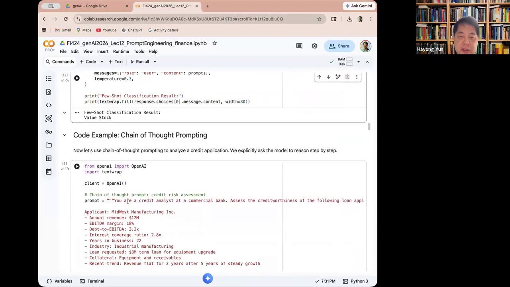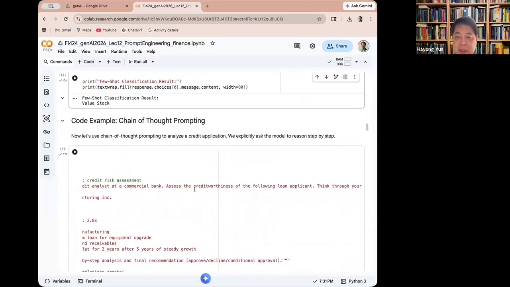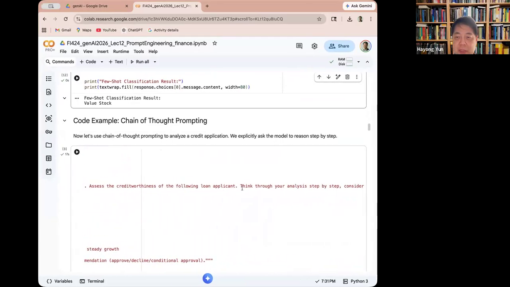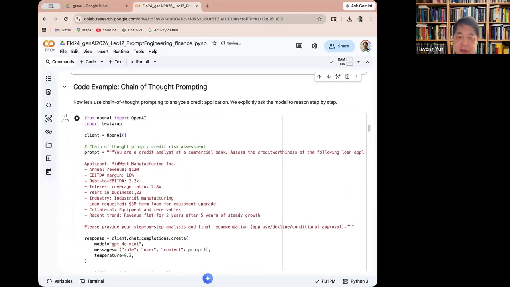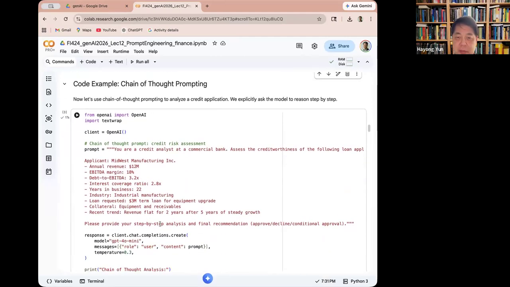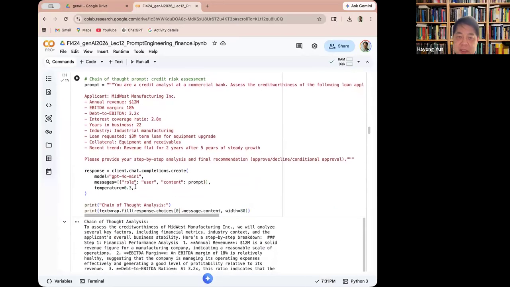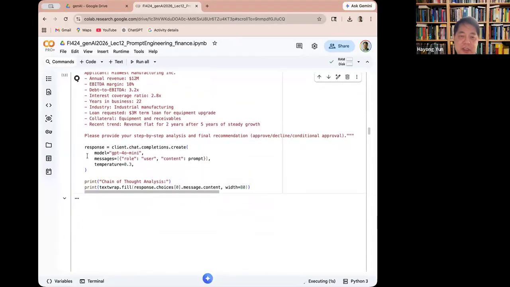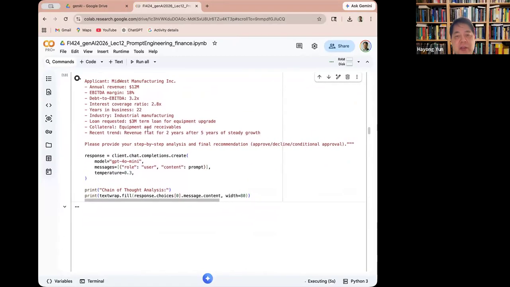And then for chain of thought, what we do is say: you are a credit analyst at a commercial bank, and so on. Think through your analysis step by step, considering each factor before reaching a financial recommendation. And then you give all the details, and then please provide the step-by-step analysis. So you get the idea. This is the chain of thought analysis, and it will take a bit longer. It will actually think, then verify, and then think further.